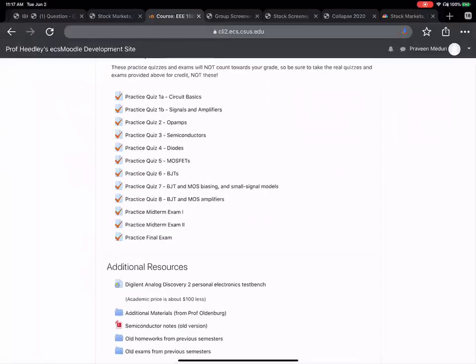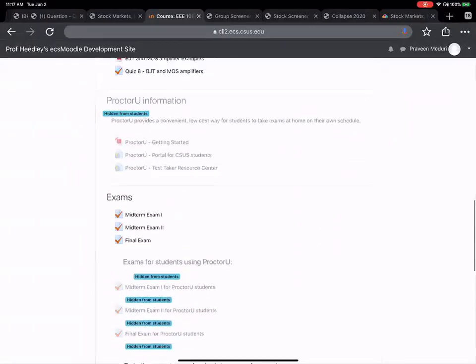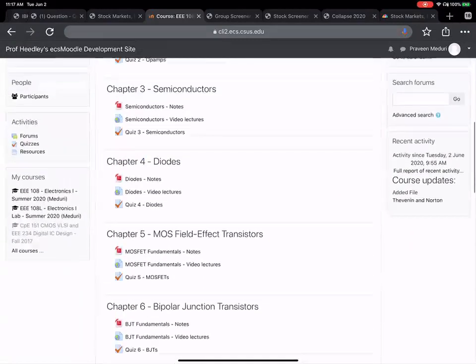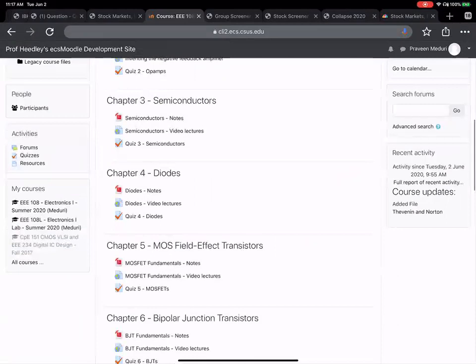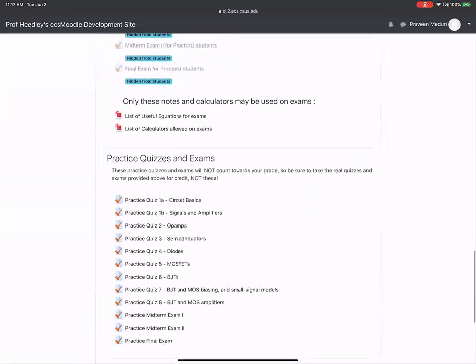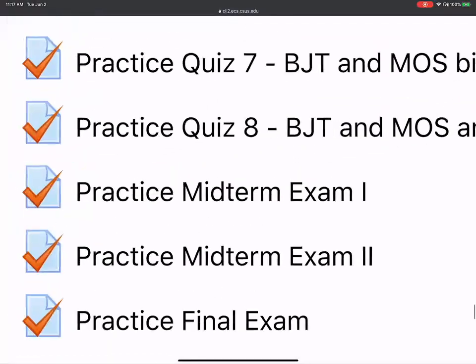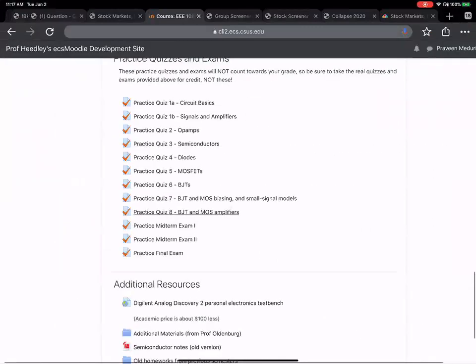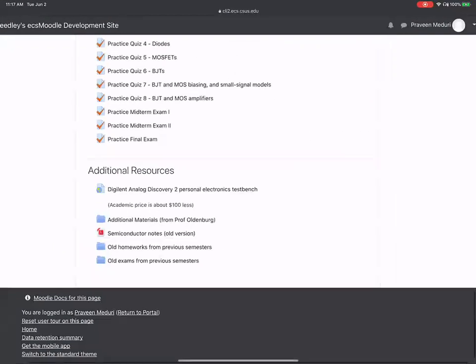About a formula sheet, it's fine with me if you want to have a formula sheet. One page formula sheet. So if you want to know more information about how many questions are going to be on the midterm, you can take a look at the practice midterm exams shown here. Other questions, please.